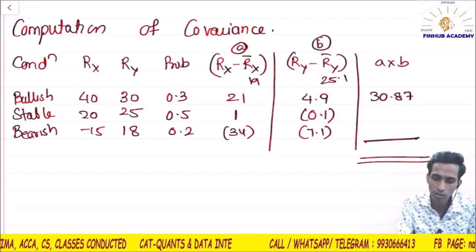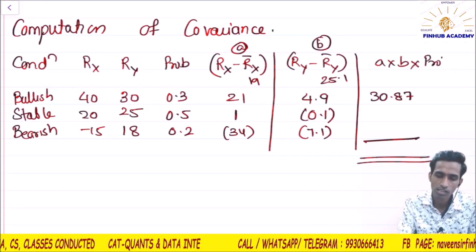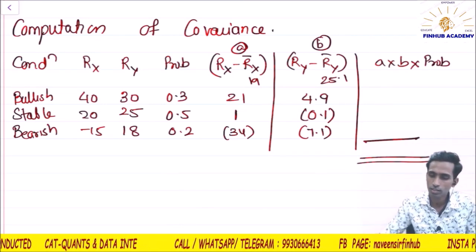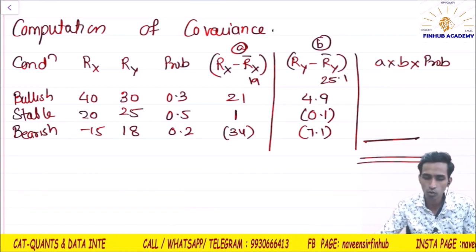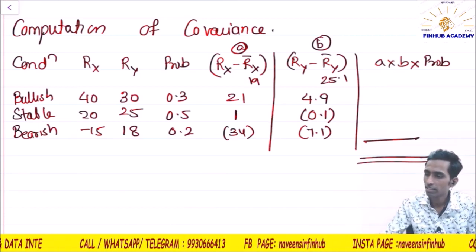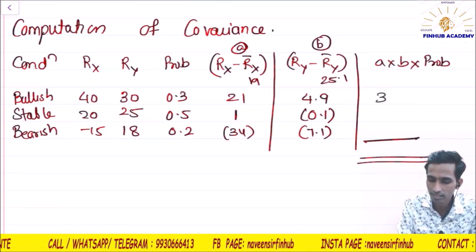Into probability also. Okay, how much is it? 21 multiplied by 4.9 into 0.3. It is 30.87.